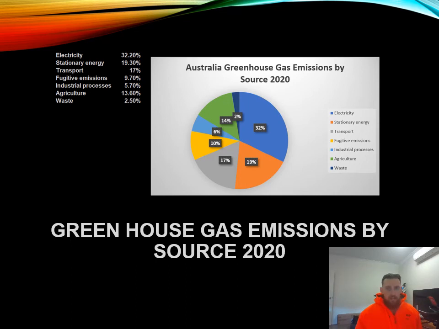Here you can see a graph that I've made up. It shows the 32% of coal-fired plant emissions. We've got 19% of stationary energy, which is energy that's generated from generators for industrial purposes. And then we have 17% from the transport industry, whether that be motor vehicles, trucks for haulage, aeroplanes, etc.